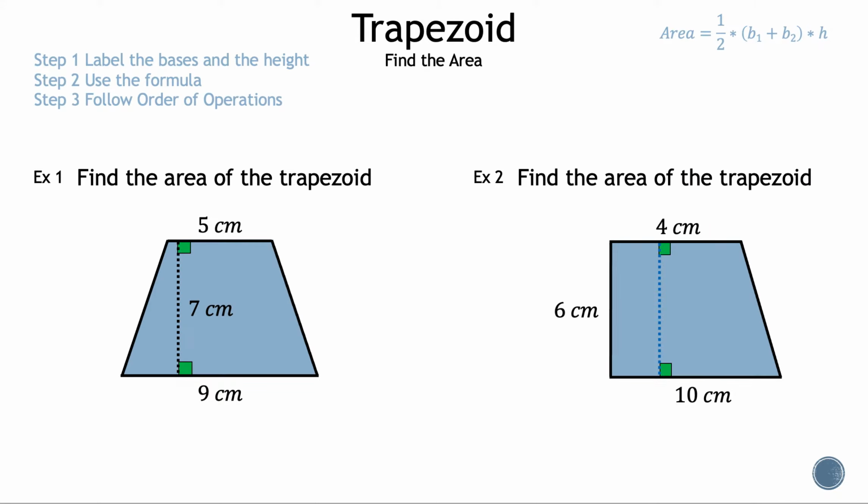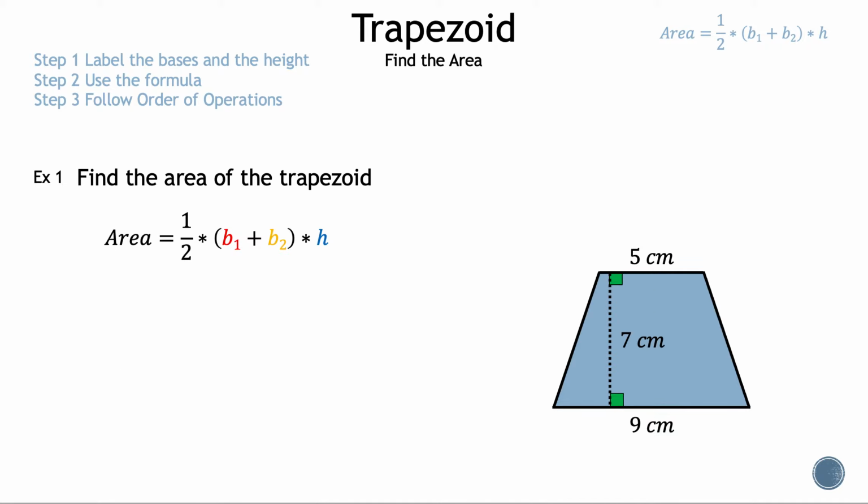Now here are the examples that we're going to be discussing in today's video. Let's take a closer look at example 1. Now let's read the steps. Step 1, label the bases and the height. Step 2, use the formula. Step 3, follow order of operations.